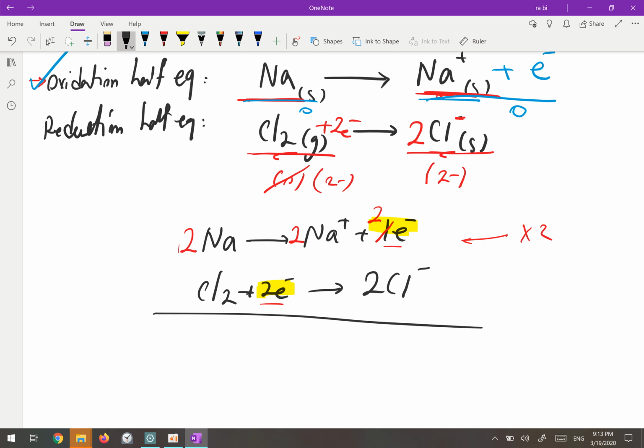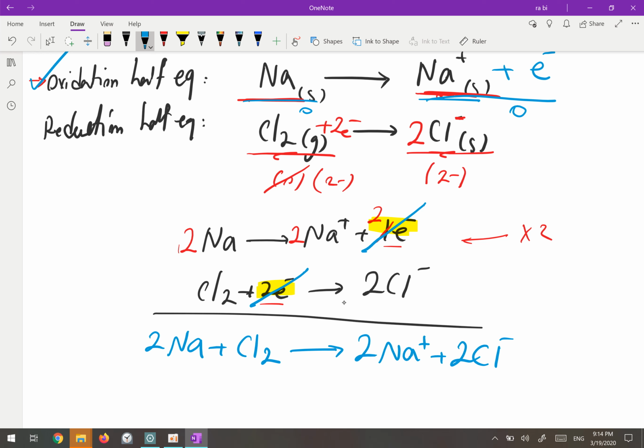Okay, so how can we add them? You have 2 electrons here at the left, and 2 electrons at the right, so they cancel out each other. The rest of the substances cannot cancel out each other, so you just write them. So it becomes 2 Na plus Cl2, it becomes 2 Na plus 2 Cl minus. So this is the correct redox reaction.